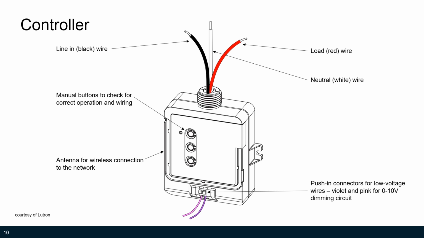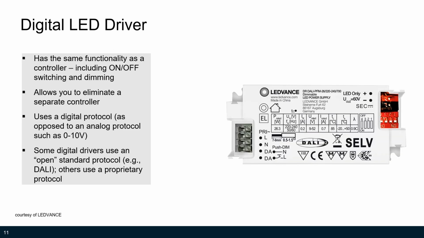And then finally, these guys actually put some buttons on the face of this device to allow the electricians to check the on-off function and the dimming. That will verify that the wiring is all correct before they leave the job site.